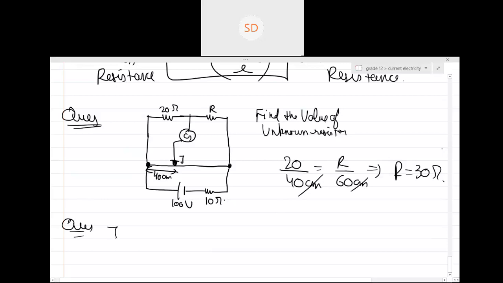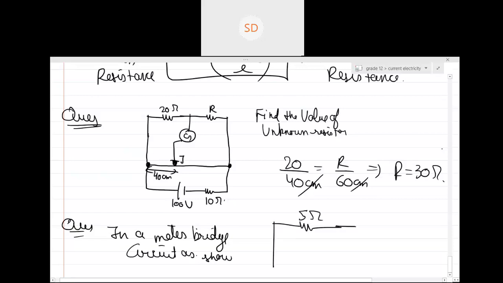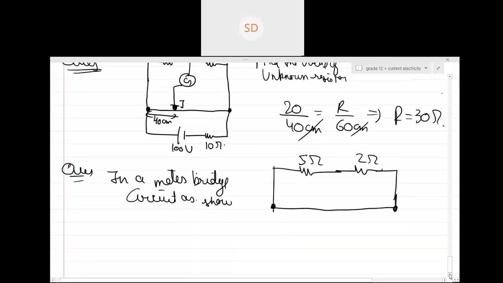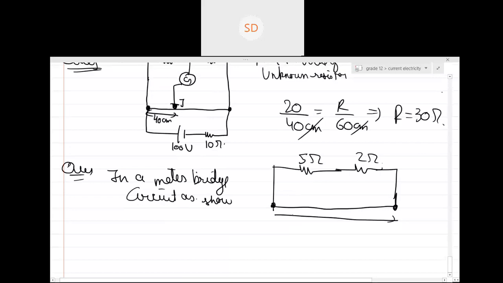In the meter bridge circuit given below, circuit as shown. This is 5 ohm. This is 2 ohm. This wire AB, I couldn't find a wire of length 1 meter, so I got a wire of length 75 centimeter and I connected this across.